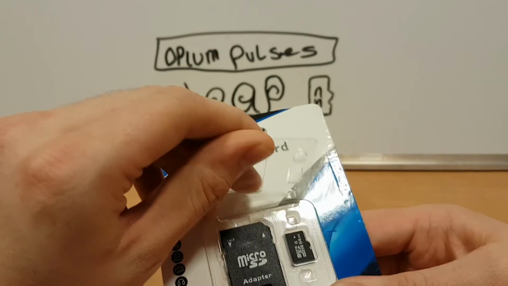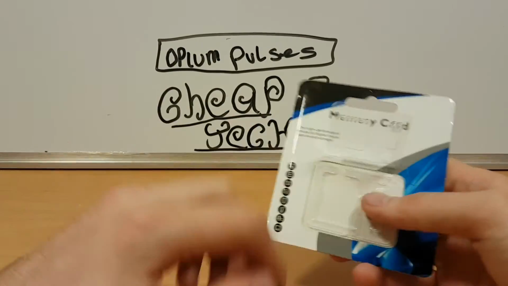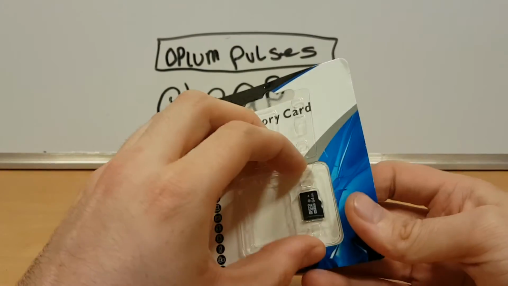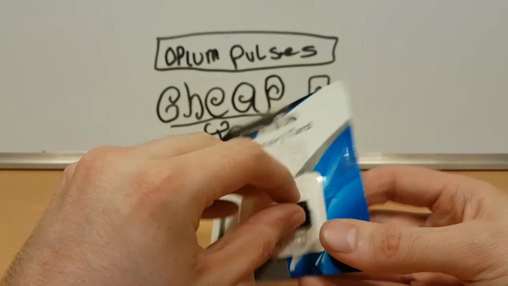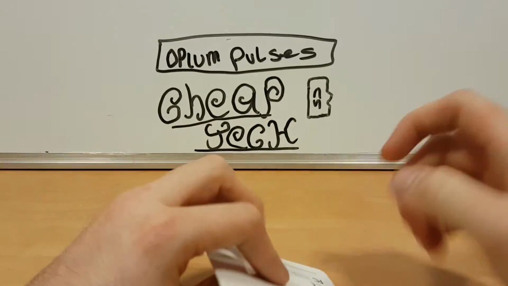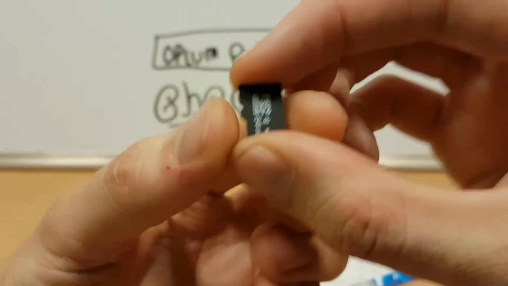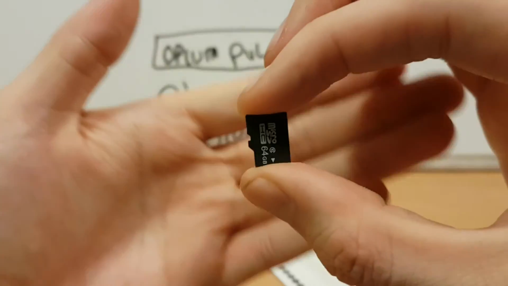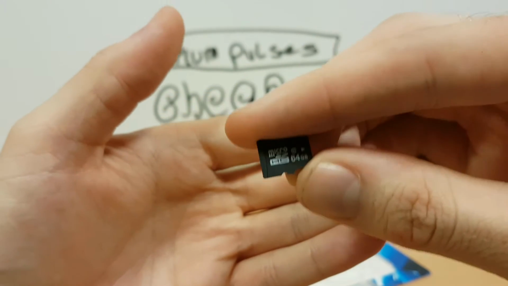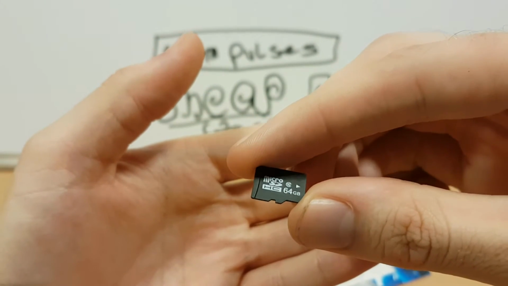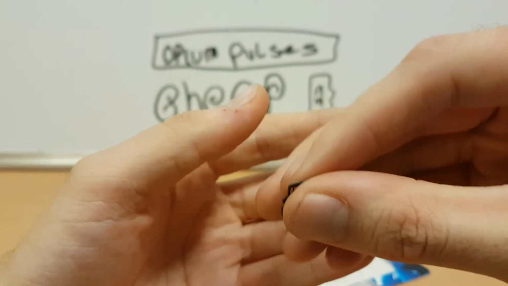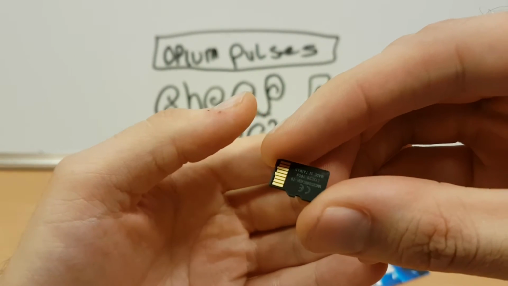So, apparently you can just open it up like this. So there's that bit which comes with most SD cards. There it is. So let me just get this and show you. So there it is. It does say 64 gigabytes. Micro SD. There's the back.